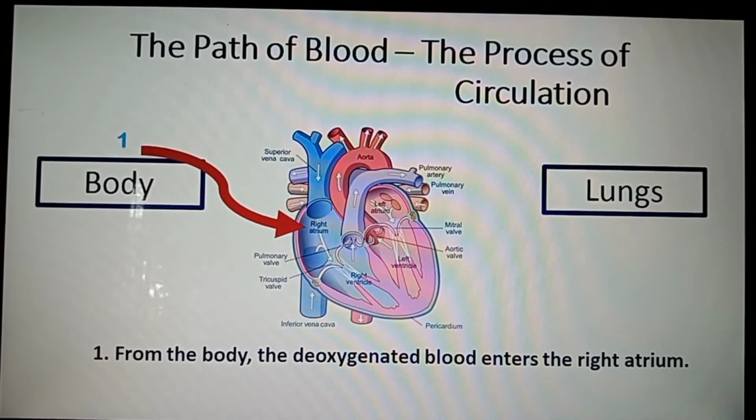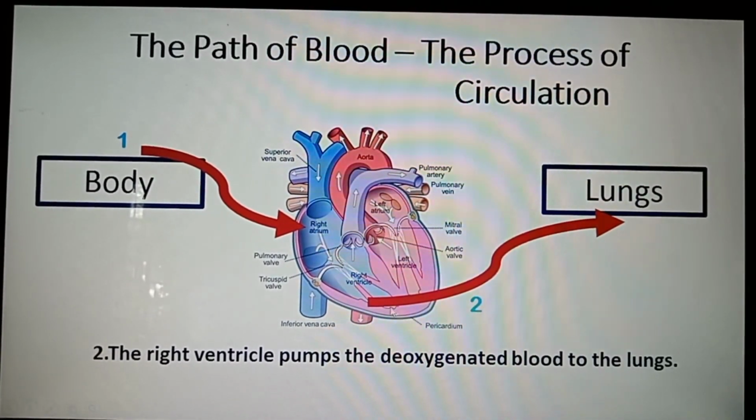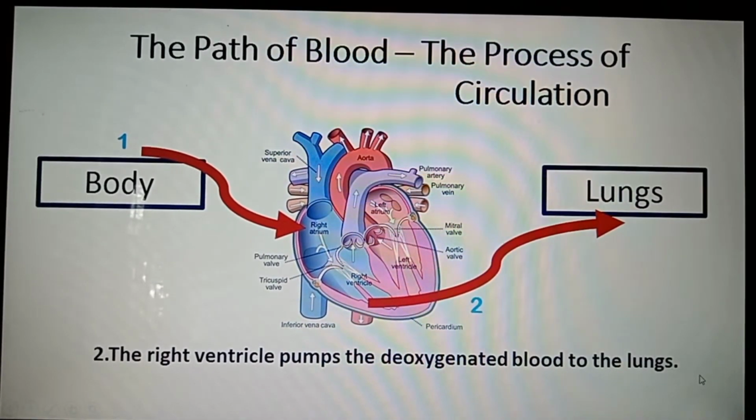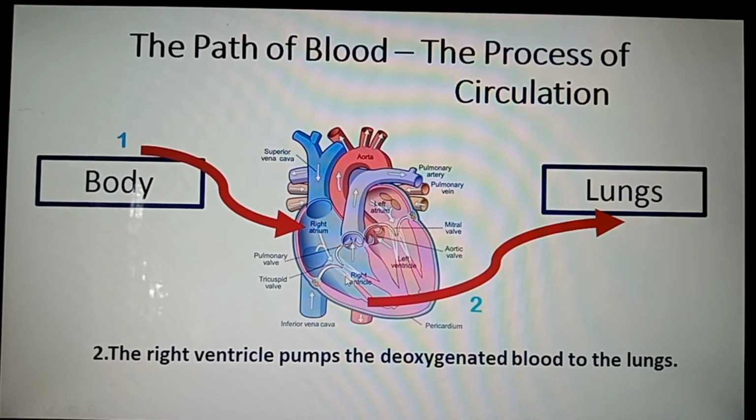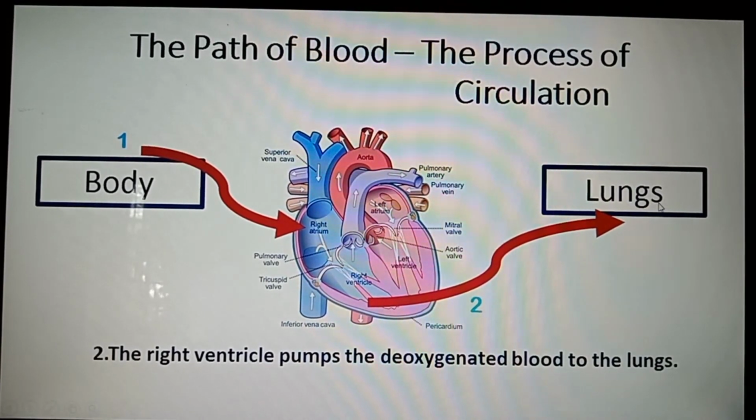Second step. Ayan. Tingnan nyo yung arrow natin. Number 2. The right ventricle pumps the deoxygenated blood to the lungs. Ito po yun. The right ventricle pumps the deoxygenated blood to the lungs. Yung dugo na yon na may carbon dioxide, ipapump ni right ventricle papunta sa lungs.